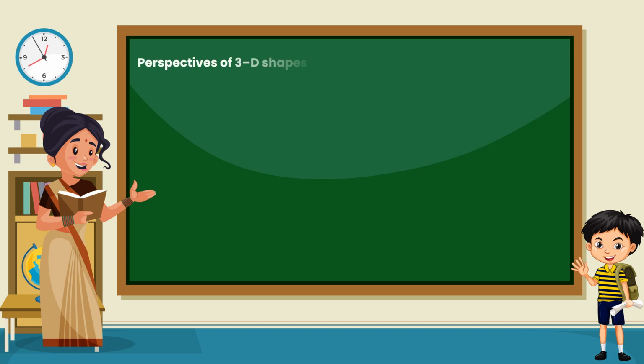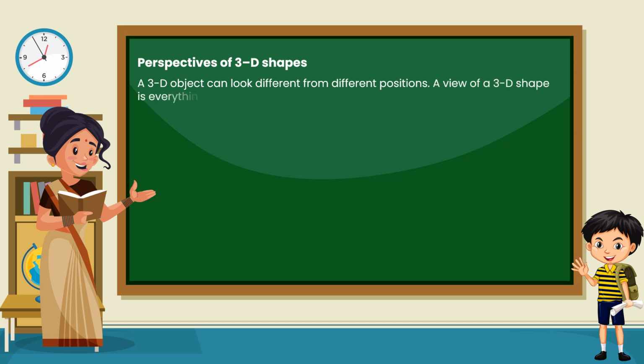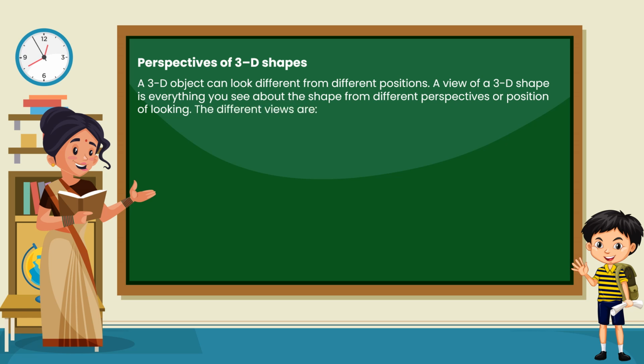Perspectives of 3D shapes. A 3D object can look different from different positions. A view of a 3D shape is everything you see about the shape from different perspectives or position of looking. The different views are front view or elevation, top view or plan, side view.